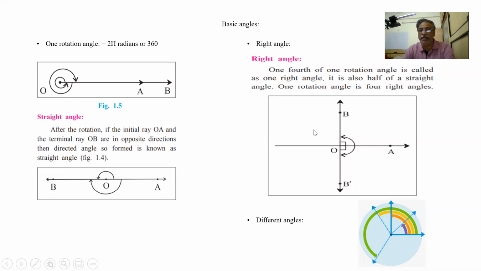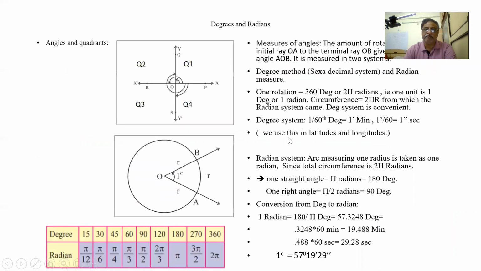Now, similarly, right angle: one full revolution is converted into 4 right angles. So this is positive 90 degrees, this is negative 90 degrees. This is positive 180, this is negative 180. So this is a right angle. This is also half the straight angle or 1/4 of the rotation angle. So these are the different angles that we have seen here.